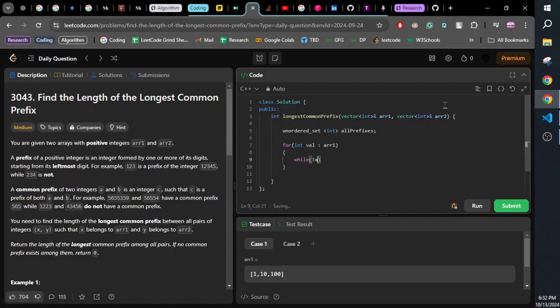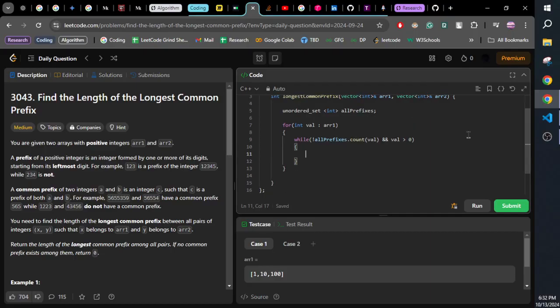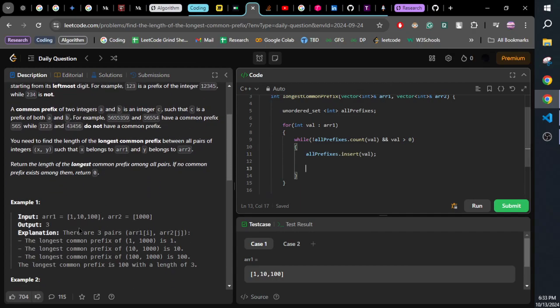If all prefixes dot count actually contains the value, and the value is greater than 0, then, if the value is not contained in the hash set and the value is greater than 0, we store the values in the hash set, right? Prefixes dot insert that value, right? And we keep on reducing the digit from the value, right?